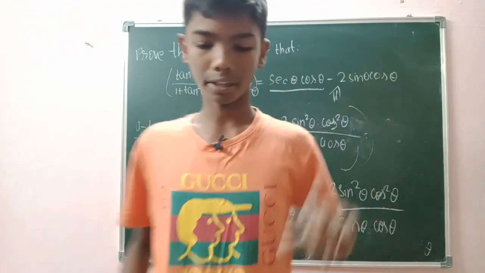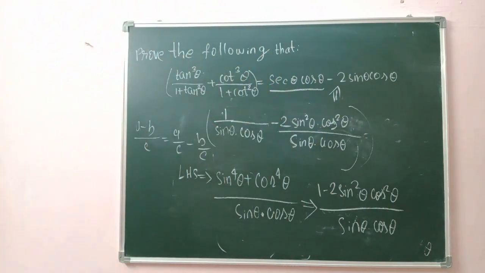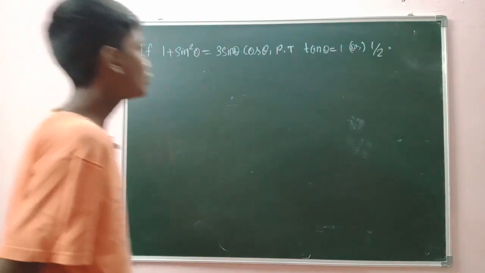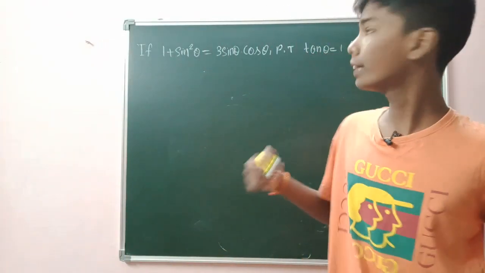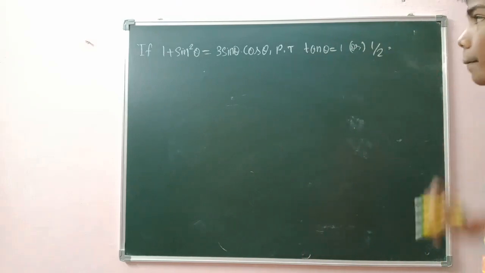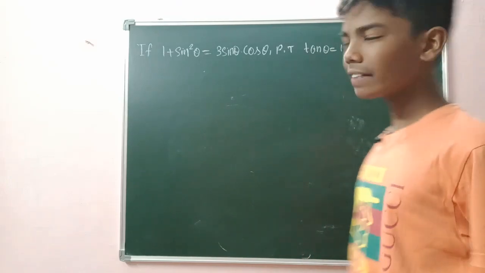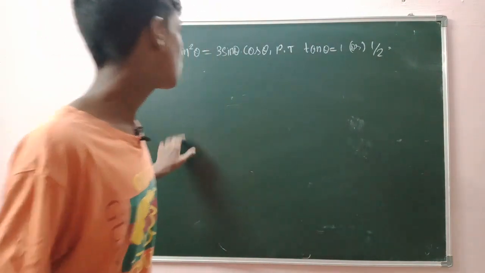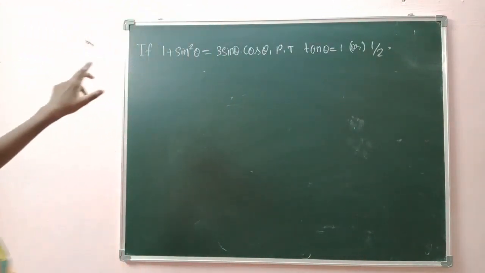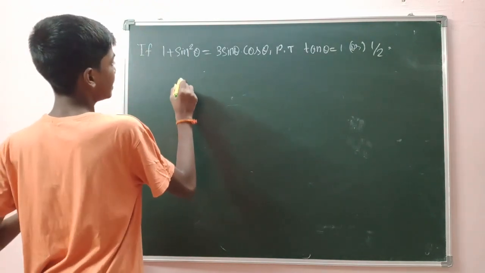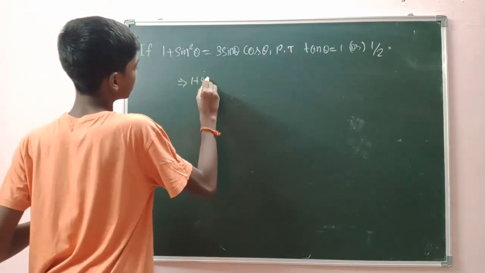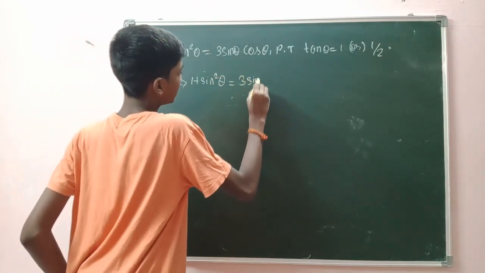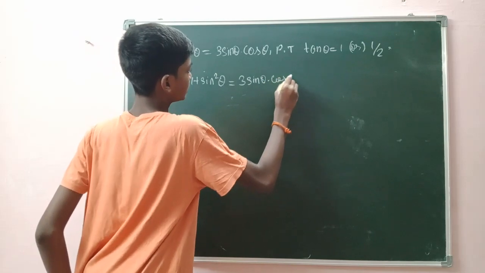Let us move on to the next one. Our next question is: if 1 plus sin square theta is equal to 3 sin theta cos theta, prove that tan theta is equal to 1 or 1 by 2. So people, this is not a thinking question, you can solve it directly. It is given that 1 plus sin square theta is equal to 3 sin theta cos theta, correct or not?